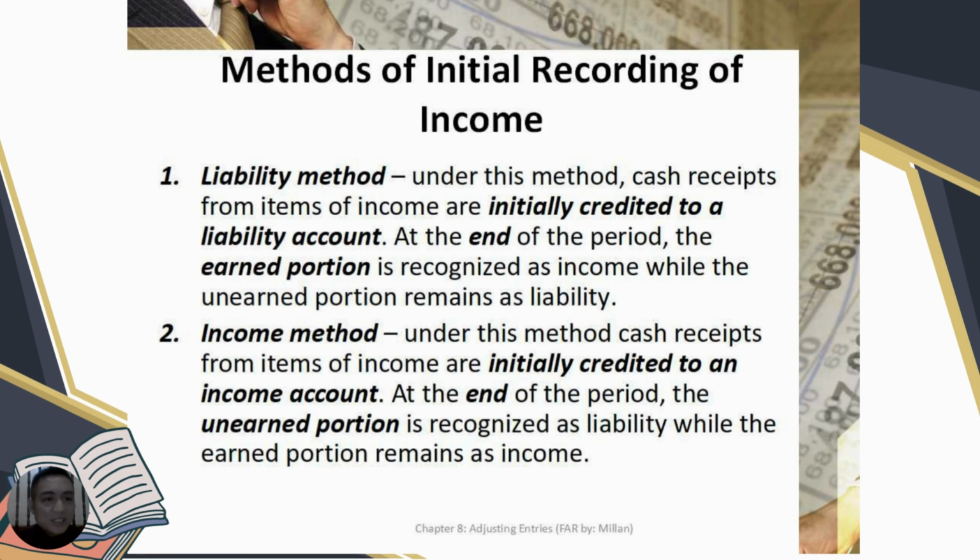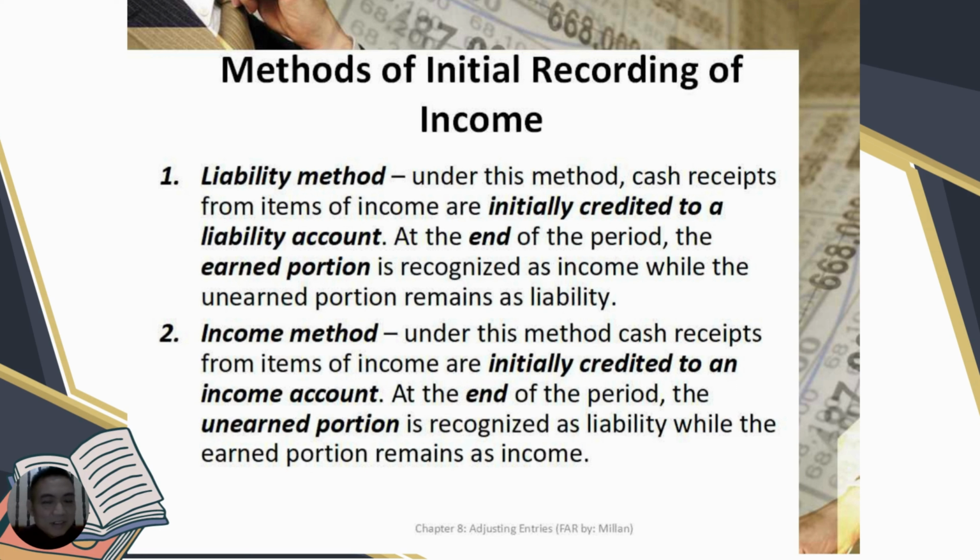Under the liability method, cash receipts from items of income are initially credited to a liability account. So debit cash, credit the liability account. For example, debit cash, credit unearned income. At the end of the period, the earned portion is recognized as income. Once earned, you need to record that as income, while the unearned portion remains as liability.